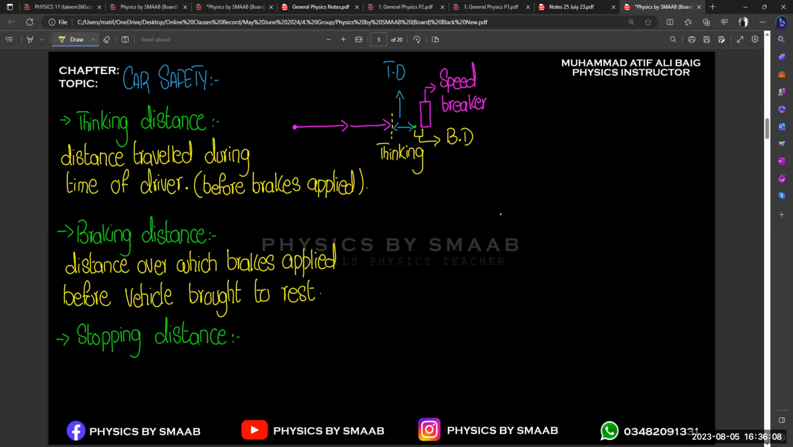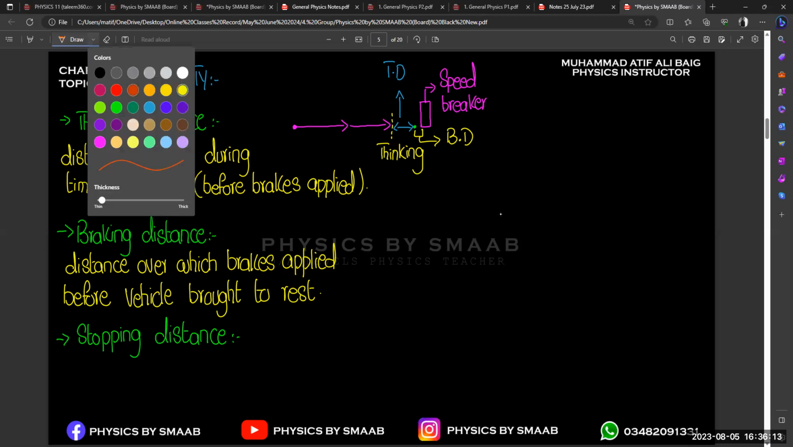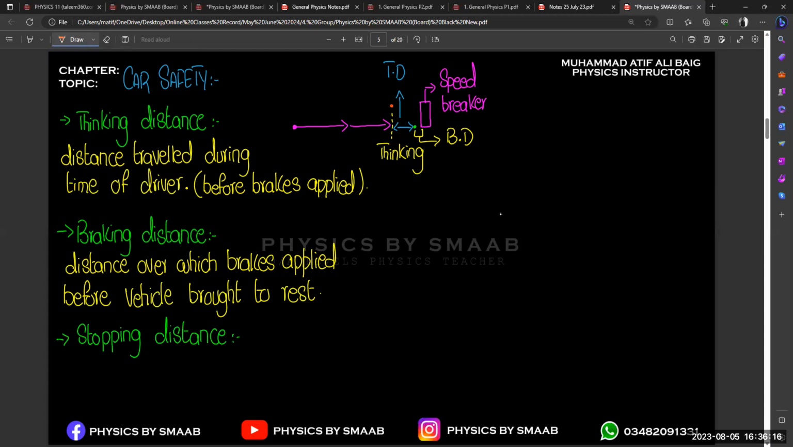And stopping distance is very simple. Now we know that we just start thinking from this specific point and we still cover distance till the speed breaker or before the speed breaker. So this whole distance is now equal to the stopping distance, right? Because the thinking process and the braking distance both combine and give you the concept of stopping distance. So stopping distance is nothing, it is just the total distance during thinking and braking distance, right?